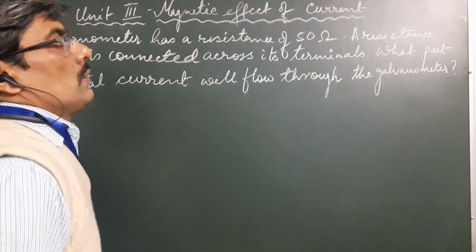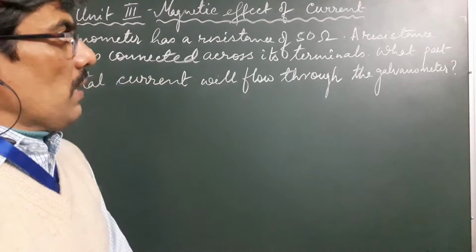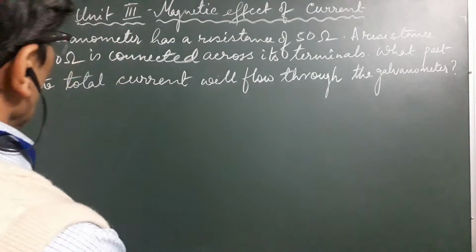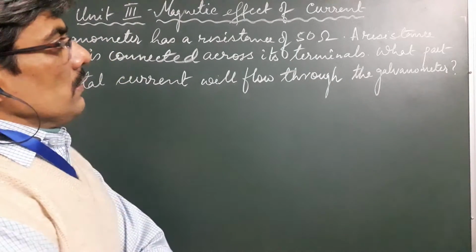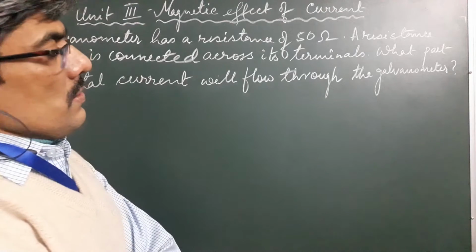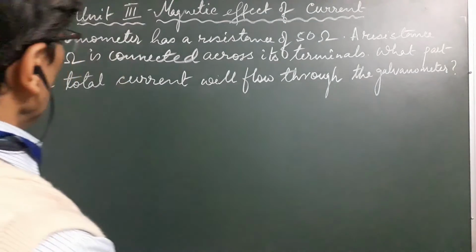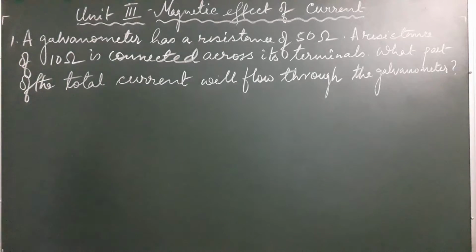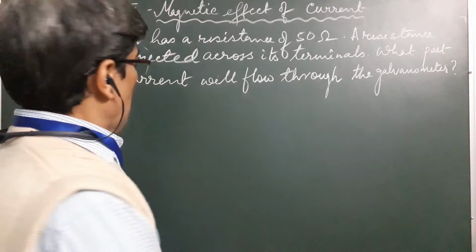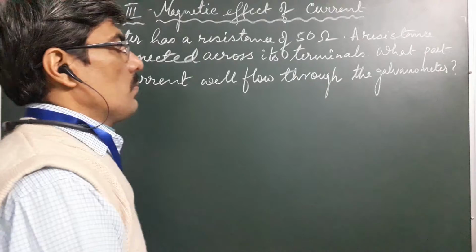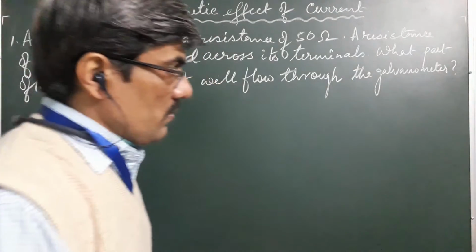Today's unit is Unit 3, Magnetic Effect of Current. A galvanometer has a resistance of 50 ohm. A resistance of 10 ohm is connected across its terminals. What part of the total current will flow through the galvanometer? This is the first question.